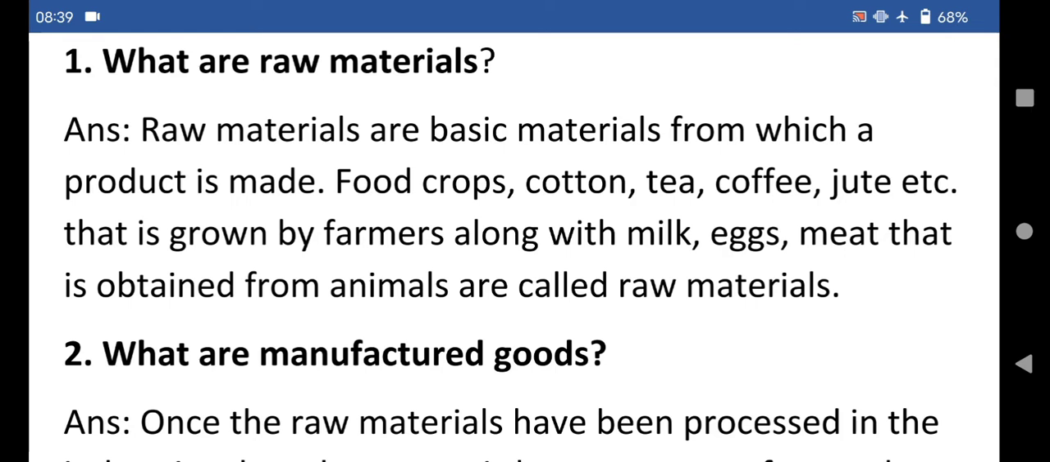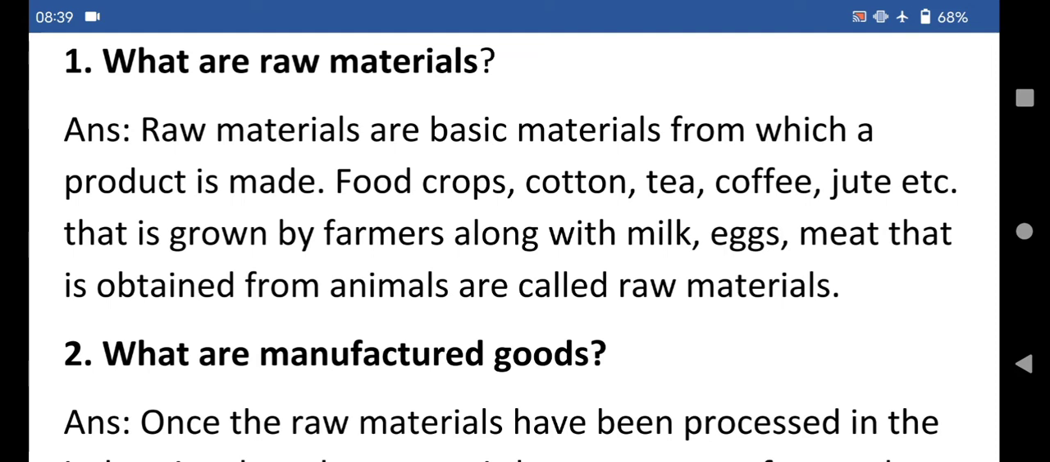For example, food crops, cotton, tea, coffee, jute, these are grown by the farmers and they are sent to the industries. Why? To make different products. So they are known as raw materials. And farmers also obtain milk, eggs, meat. Farmers also rear animals and get milk, eggs, meat, and they are also raw materials. Why? Because milk, eggs and meat are also used to make different products. So all these are called raw materials.